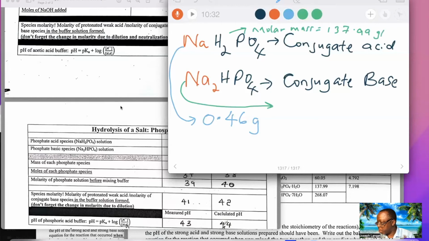137.9999 grams per mole. And for the dihydrogen salt, I'm looking at the lab manual, the other one is 268.07 grams per mole. This is the molar mass. And then you have the mass out, that is what you have to weigh.